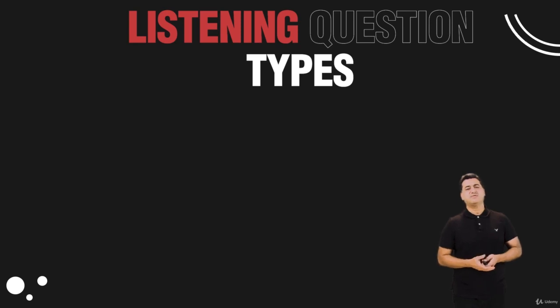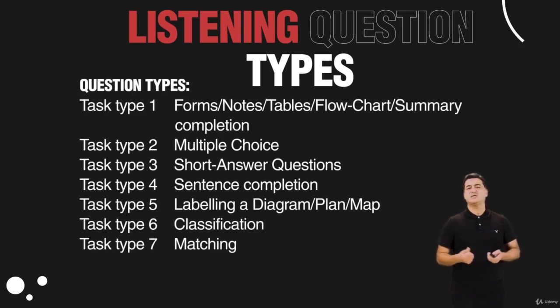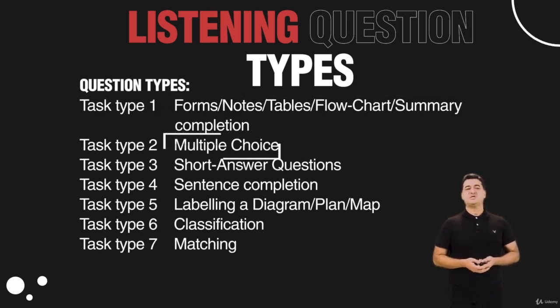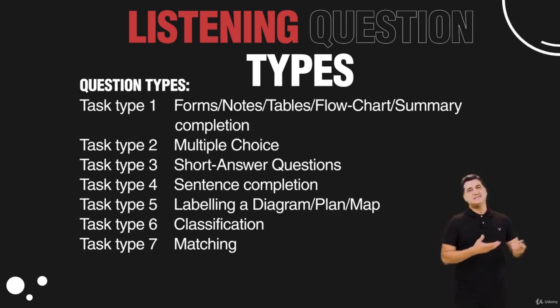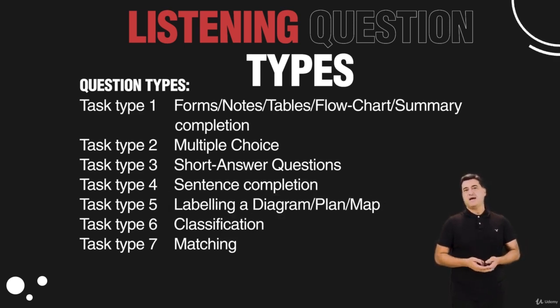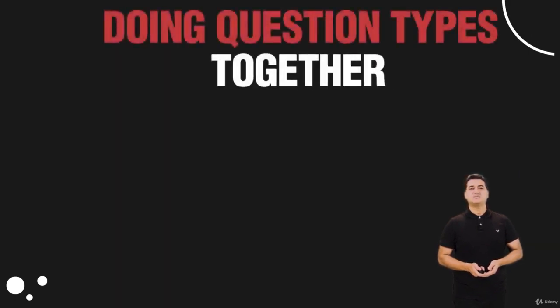So the question types are forms, notes, tables, flowcharts, and summary completion, multiple choice questions, short answer questions, sentence completion questions. You will be labeling a diagram, plan, or a map, and you'll be doing classification questions and matching questions. So let us take them up one by one. Our objective would be to get the best out of this class and get the highest possible band score that would guarantee us success. So let's move forward, and let us start doing the question types together.